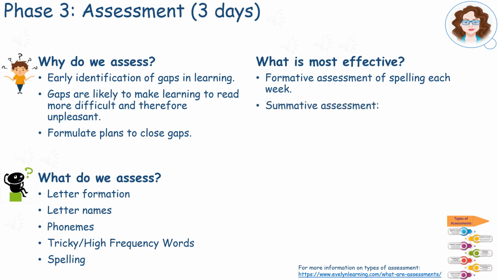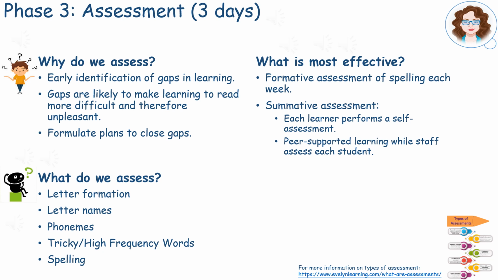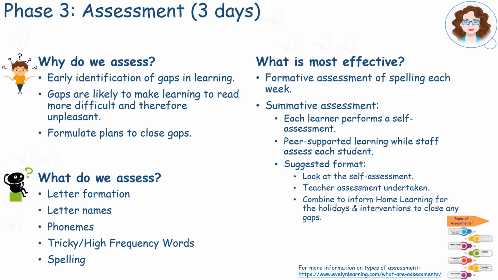It is advisable to complete summative assessment at the end of each phase. This should take the form of each learner performing a self-assessment and then peer-supported learning to occur while staff assess each student. The suggestion for assessing phonemes as well as high frequency and tricky words is to initially look at the self-assessment performed by the students, then undertake teacher assessment. Both of these should be combined to inform the home learning or strategies for interventions to close any gaps.